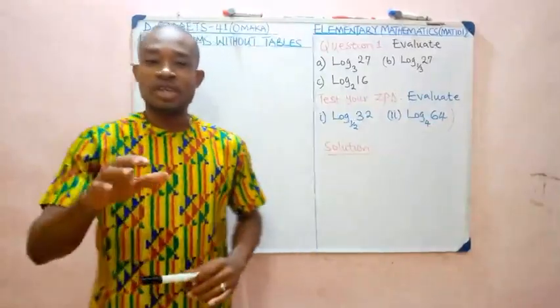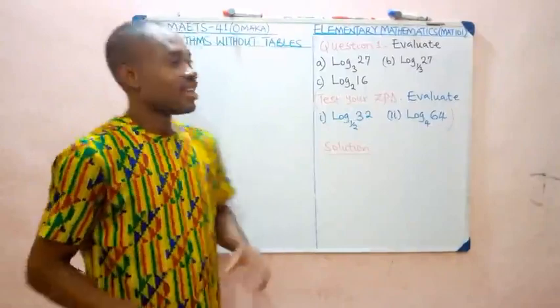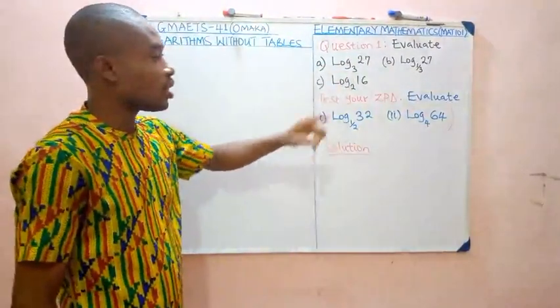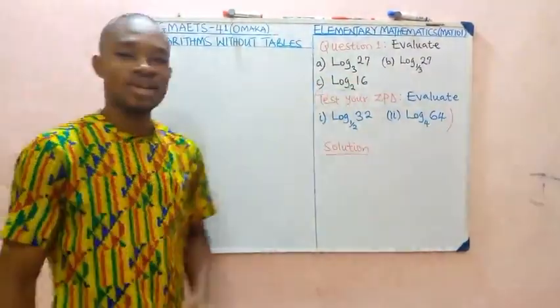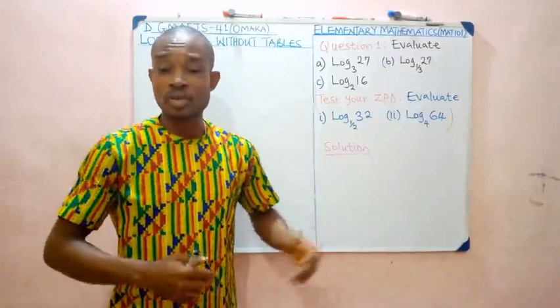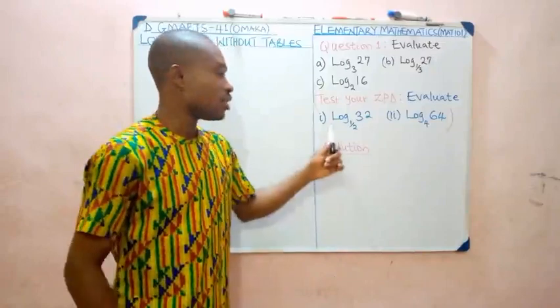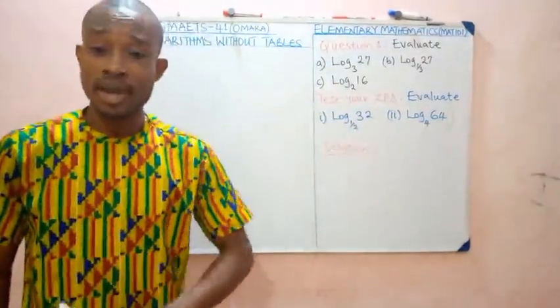Alright, now in this video we have these questions we want to solve. We have to evaluate A, log 27 base 3, B, log 27 base 1 over 3, C, log 16 base 2. At the end of solving these questions, we are expected to follow the principles I applied to test the zone of proximal development by attempting these questions, log 32 base 1 over 2 and log 64 base 4.